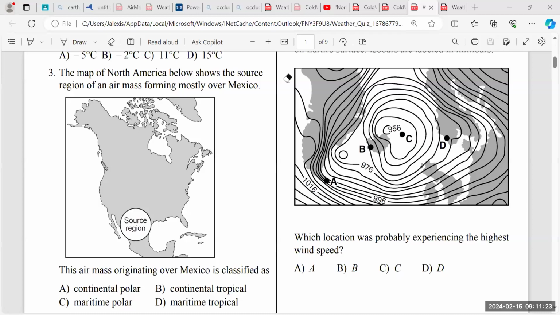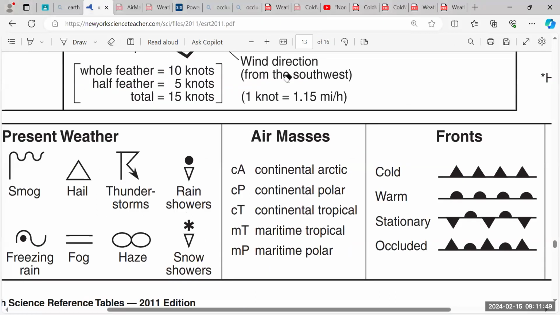All right, number 3. Number 3 says the map of North America below shows the source regions of an air mass forming mostly over Mexico. This air mass originating over Mexico is classified as blank. So all of these names that we see here are the names of different air masses. And the first thing that I just know is the names of these air masses are also located on page 13 of the reference tables right here.